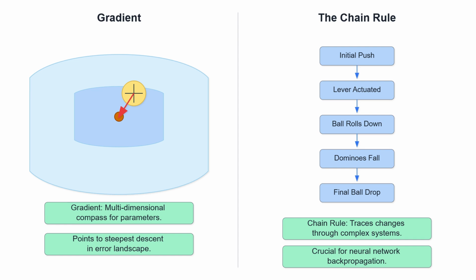Next, we have the chain rule. Modern AI systems are like complex assembly lines or Rube Goldberg machines, where the output of one process becomes the input of the next. The chain rule lets us trace how a small change at the beginning ripples through the entire system to affect the final result. In neural networks, this is crucial for backpropagation, allowing us to figure out exactly how adjusting the connection strength between neurons affects the overall prediction accuracy.